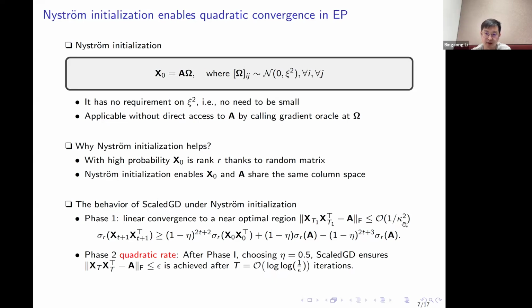And by the way, this kappa is the condition number of A. So in general, it could be, let's say, 1000 or 100. So the first phase converges linearly to a near optimal regime. And in the second phase, after ending phase one, we can get a quadratic rate when we choose our learning rates carefully. In this case, we will directly converge to the optimal solution in log 1 over epsilon iterations.